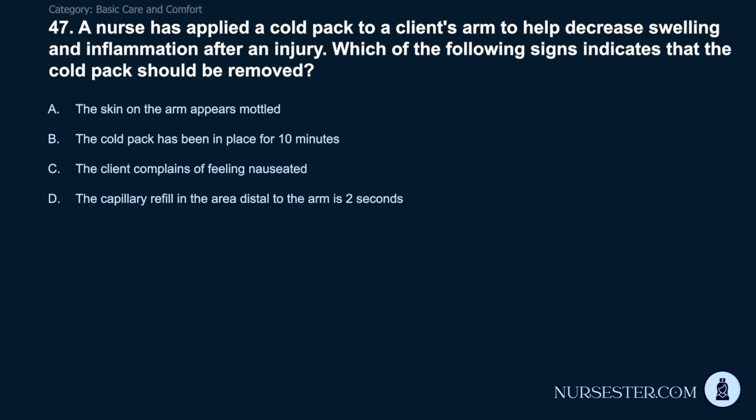47. A nurse has applied a cold pack to a client's arm to help decrease swelling and inflammation after an injury. Which of the following signs indicates that the cold pack should be removed? A. The skin on the arm appears mottled. B. The cold pack has been in place for 10 minutes. C. The client complains of feeling nauseated. D. The capillary refill in the area distal to the arm is 2 seconds. Correct answer: the skin on the arm appears mottled.